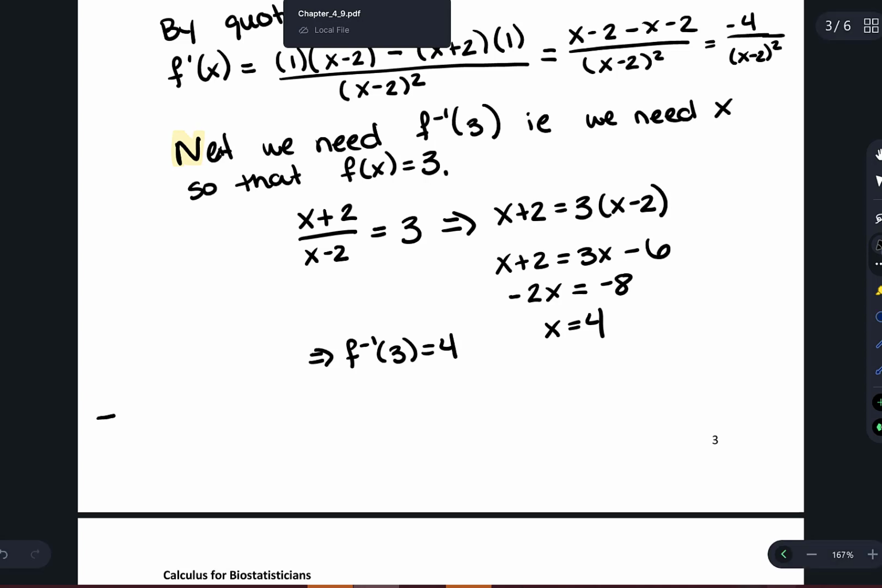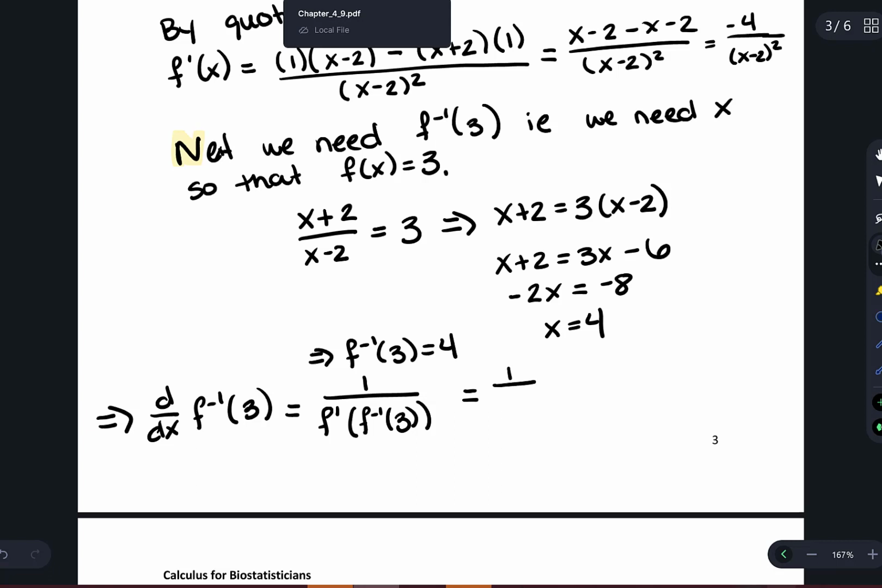So now we can find the derivative. So the derivative with respect to x of the inverse function evaluated at 3 is equal to 1 divided by the derivative evaluated at the inverse function evaluated at 3. Well, we know that the inverse function evaluated at 3 is equal to 4. So this is 1 over the derivative evaluated at 4.